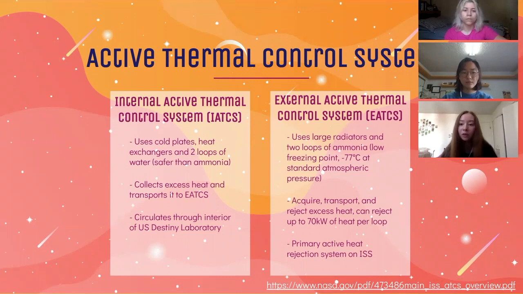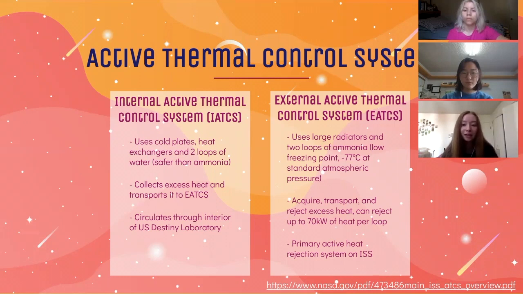This system circulates through the interior of the US Destiny laboratory module. The IATCS uses water because it is safer than ammonia, which is what the EATCS uses. The external active thermal control system uses 2 loops of ammonia and large radiators located outside of the ISS to cool, acquire, transport, and reject excess heat from all modules on the ISS except for the Russian modules.